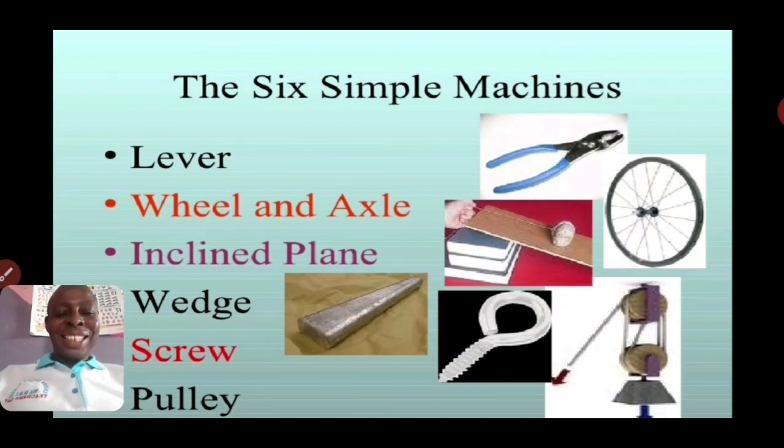So let's go to the examples or types of simple machine. Basically, we have 6 types of simple machine. They are the lever, the wheel and axle, inclined plane, wedge, screw, and pulley. But in this study, we're going to look at only 4 of them: the lever, the wheel and axle, inclined plane, and the pulley. So let's talk about the lever.